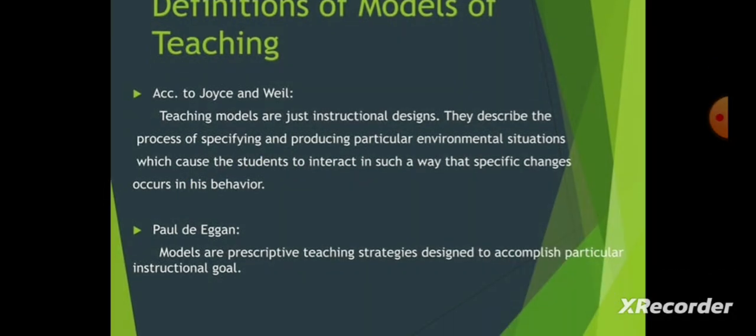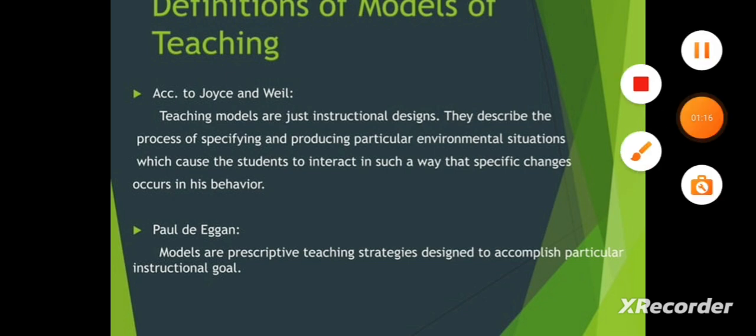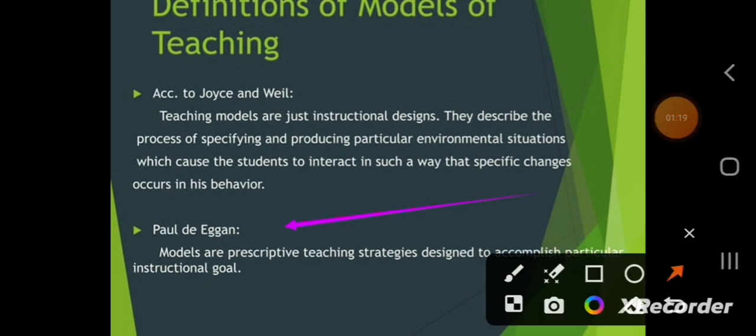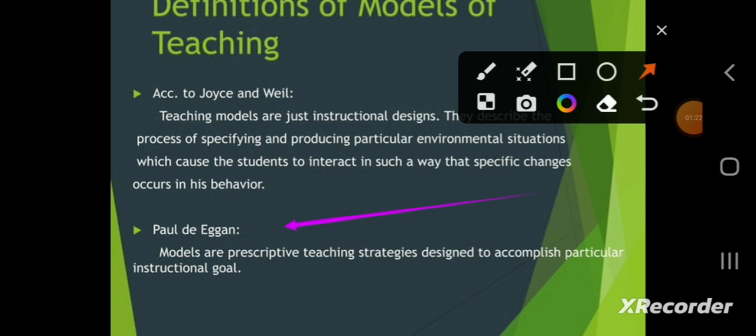According to Paul D. Eggen, the definition centers on teaching models as strategies that are designed to meet specific instructional goals. This perspective underscores the prescriptive nature of teaching models, meaning they provide a clear plan or set of guidelines for achieving desired instructional outcomes.